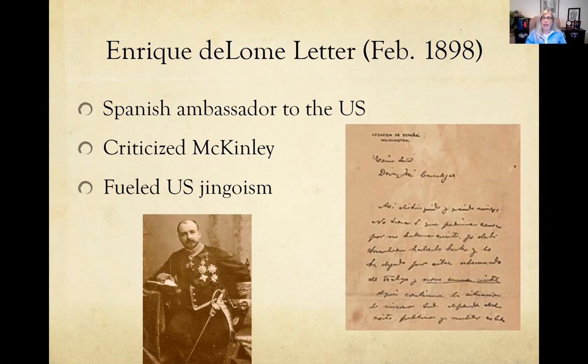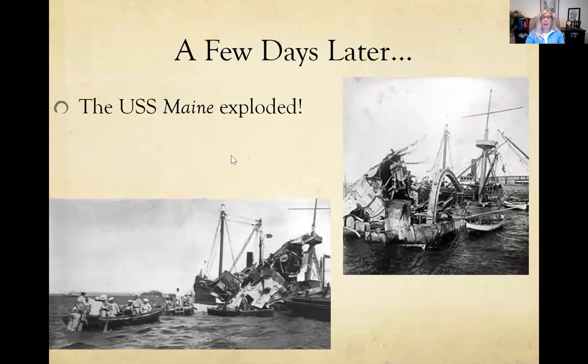So the DeLome letter is already kind of setting the American people on edge, and the anger is growing against what is happening with Spain. All right, so that was mid to late February. A few days after this letter is reported in the newspapers, our battleship explodes. Our brand new technologically advanced battleship is blown up. Look at what's left behind.